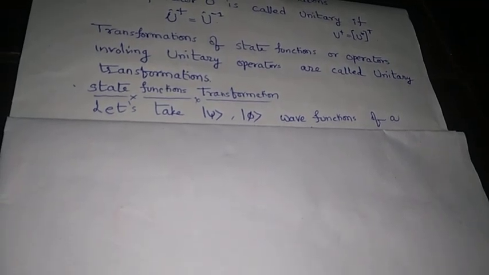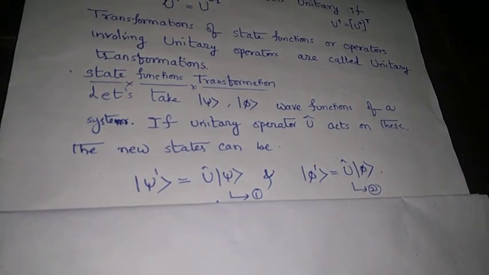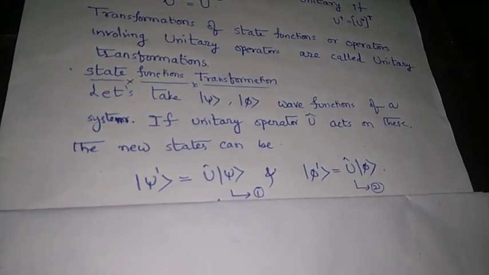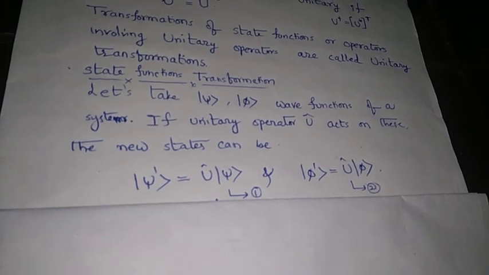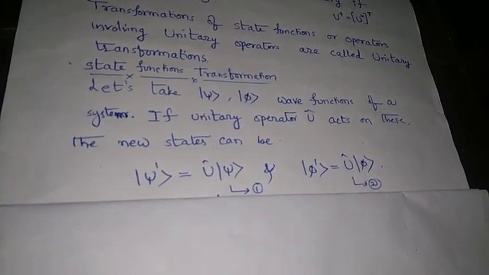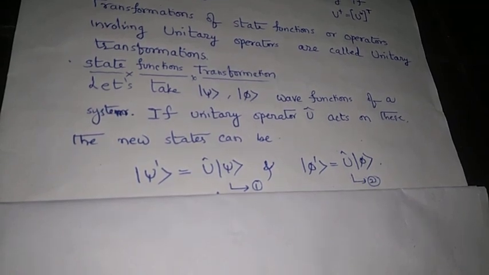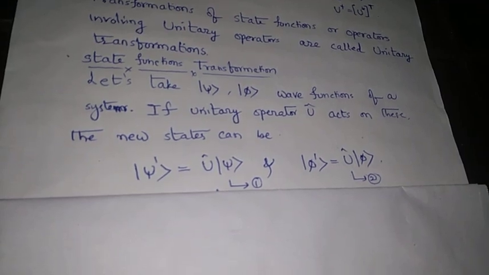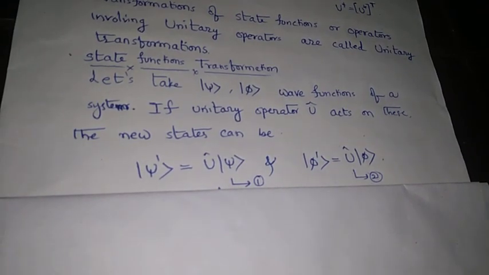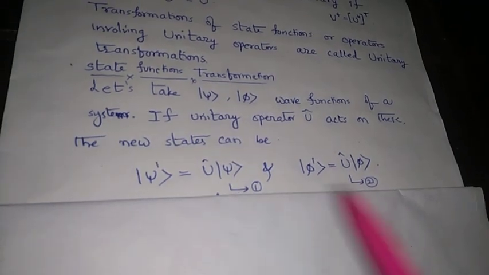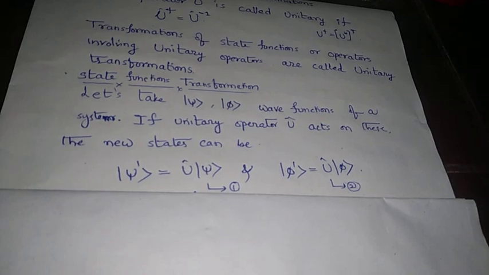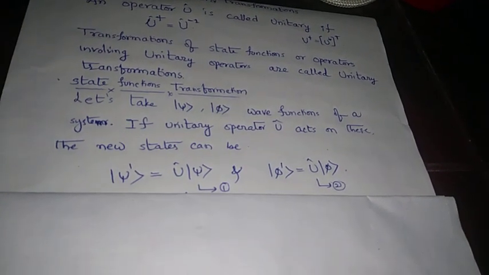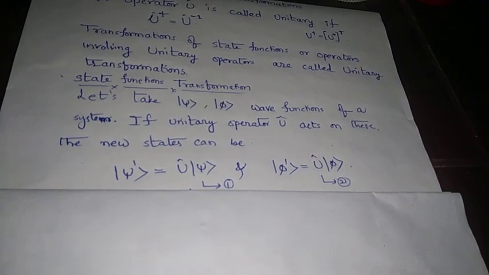Let us take ket psi and ket phi as two wave functions of a system. If the unitary operator U acts on these kets, the new ket states can be psi prime, which is equal to U acting on psi, and phi prime, which is equal to U acting on phi. Let us call these two equations number 1 and 2. So these we can say are the unitary transformations for state functions.